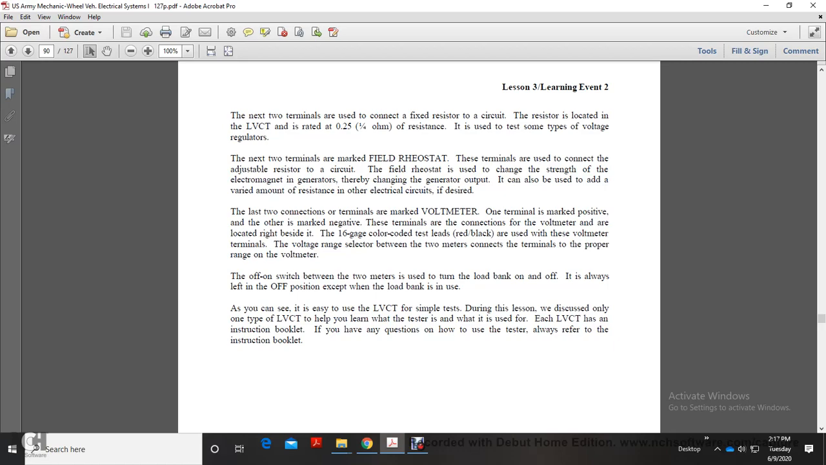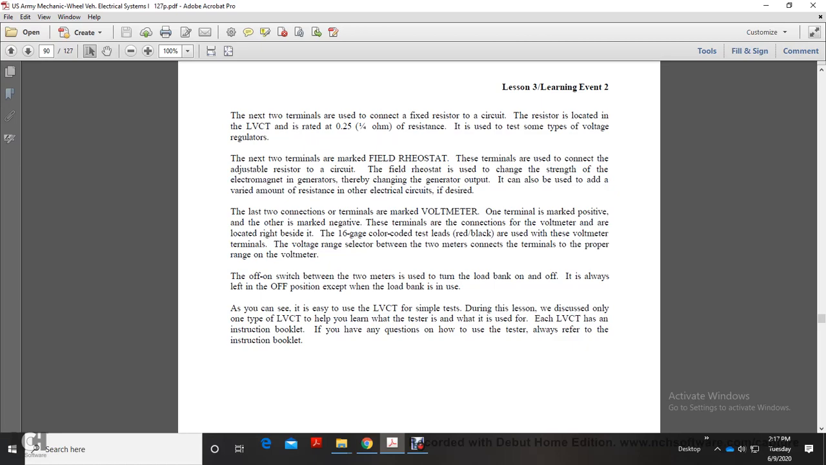The last two connection terminals are marked voltmeter. One terminal is marked positive, the other is marked negative. The voltmeter terminals are located on the right side beside it. 16-gauge color coded test leads, red and black, are used with these voltmeter terminals.